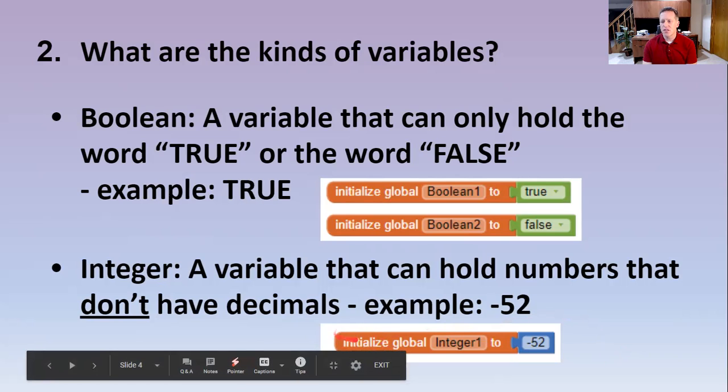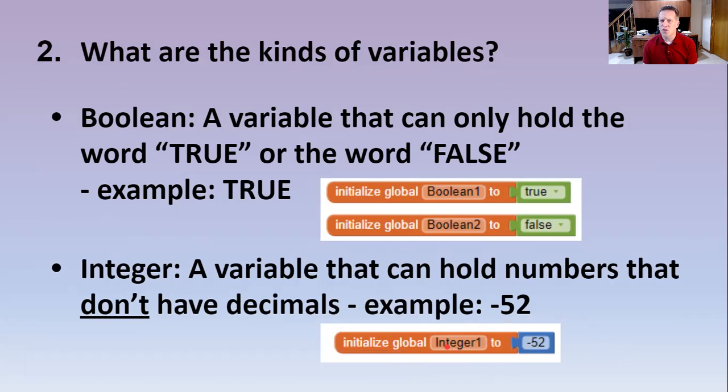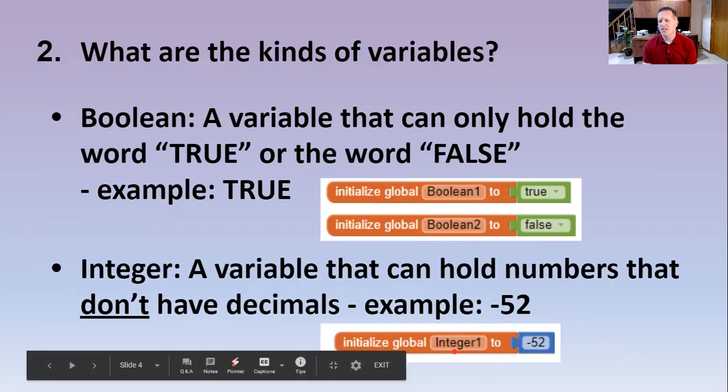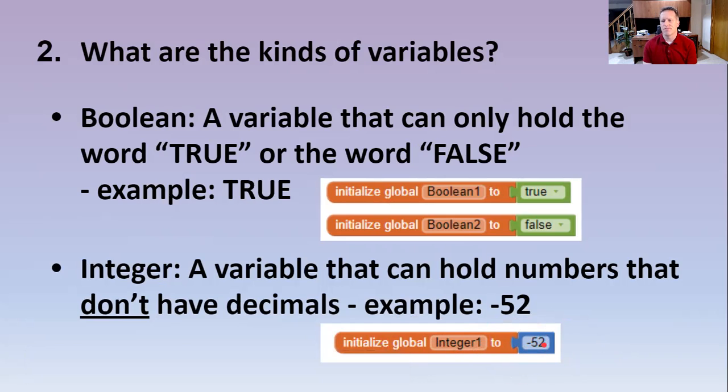This is the initializing of a variable that's named integer number 1. These are not very good names, by the way. You usually want to give your variables good descriptive names, okay? But integer number 1, and it equals the number negative 52. All right, so those are our first 2 types, Booleans and integers.